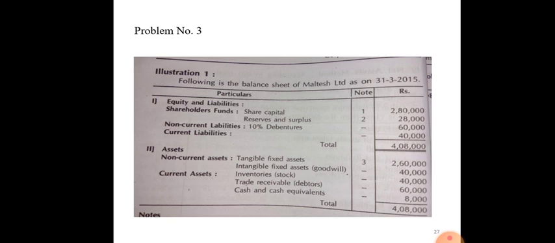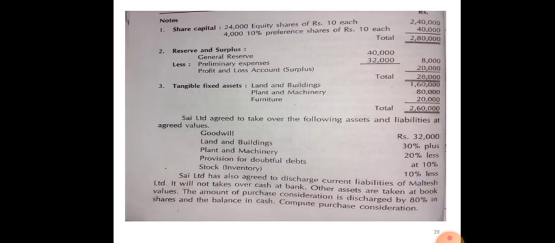So it means 4 lakh 8,000 minus 60,000 minus 40,000, as well as the preference shares. This 10% you have to calculate on the 40,000. So preference share capital also you have to subtract. Now see here, total assets 4 lakh 8,000 minus 40,000 minus 40,000, the remaining amount is 2 lakh 68,000. This 2 lakh 68,000 is divided by 24,000, the number of shares.